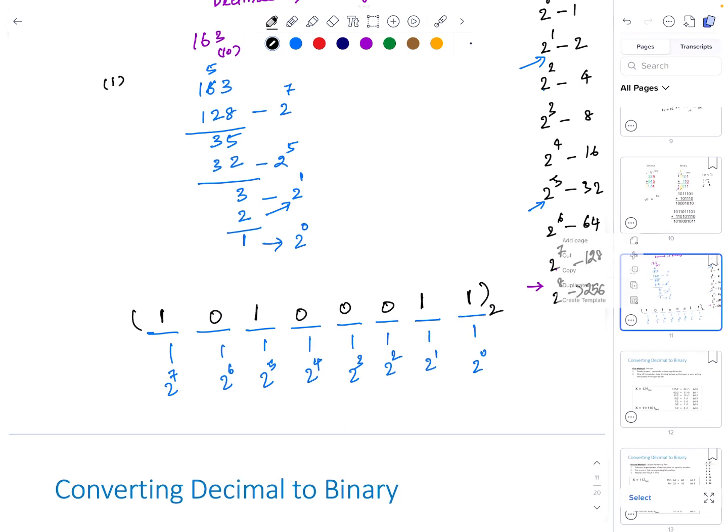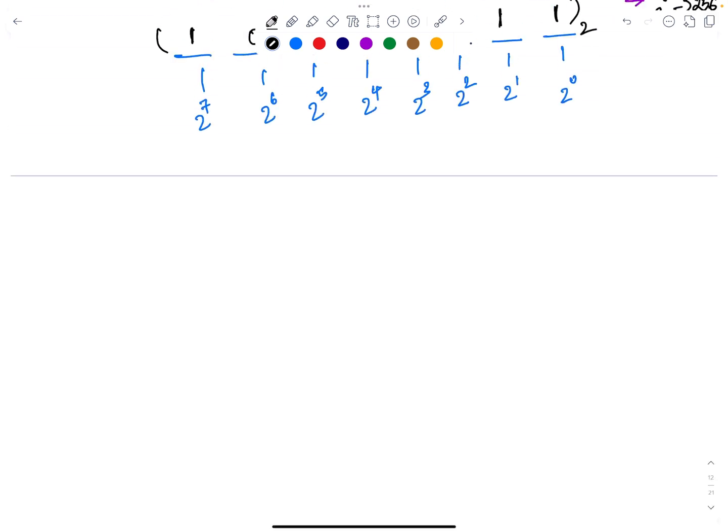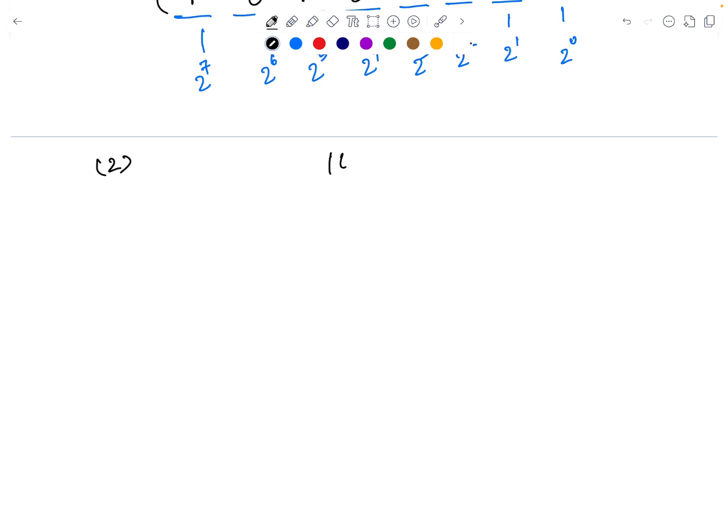The other way to do that is nothing but a long division. You might have done that during your middle school or elementary school, I don't know. So basically here, 163, we start dividing this by 2. In this case, this will be 81, with remainder 1. And then 81 divided by 2 will be 40, with remainder 1.